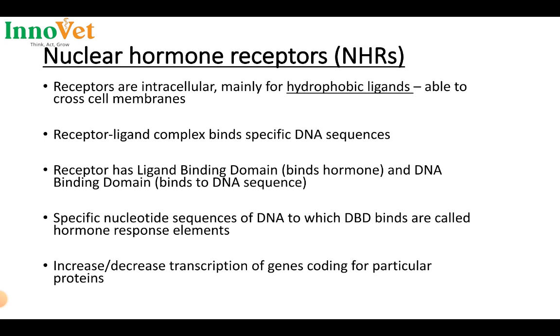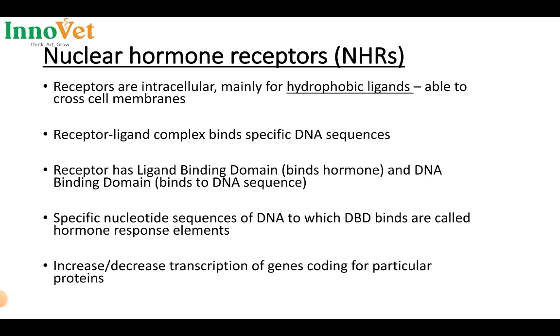So now we've finished the cell surface receptors. Now let's go on to look at the nuclear hormone receptors. These receptors are intracellular and mainly for hydrophobic ligands, that is, water-hating ligands or lipid-loving ligands. So meaning these ligands are able to pass through the lipid bilayer of cell membranes. Unlike our previous ligands that we saw binding to receptors on the cell surface.